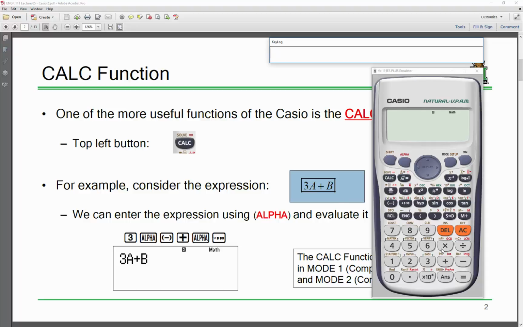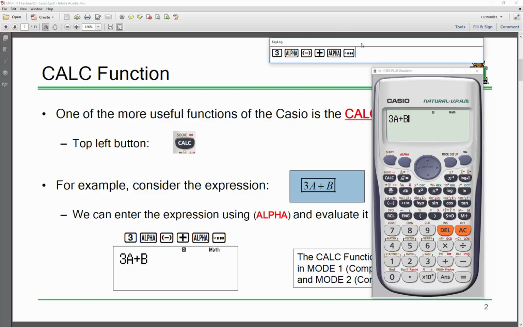Since it's 3A plus B, we just type in 3. We have to call A, and if you look at this row of buttons right here where you have the sine, cosine, tangent, you can see A, B, C, D, E, and F. Well, those are called by using the alpha command. So we would go alpha A, so that calls A, and since 3A plus B, we go plus alpha B.